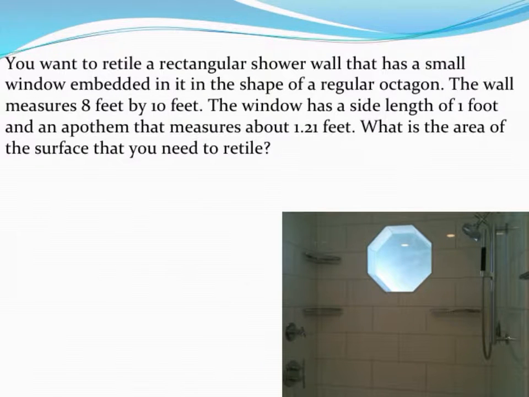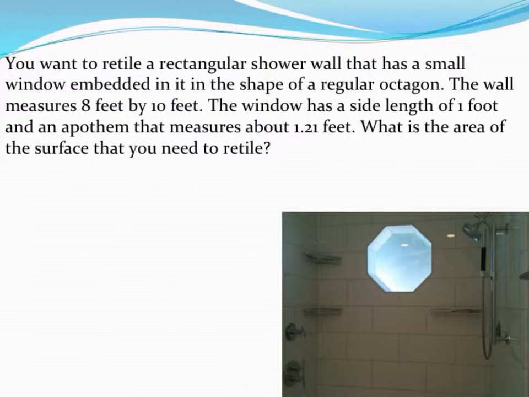Sometimes it's going to be necessary to find an area of a composite figure by subtracting two areas. That's going to be the case in this example. So in this case, we have probably the world's creepiest shower because we have a shower wall that has a rectangular window in it. And let's not think too much about why there's a window in this shower or who would want a window in their shower, but let's just focus on the geometry in this problem.